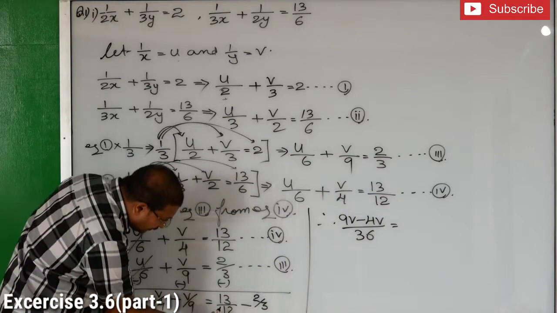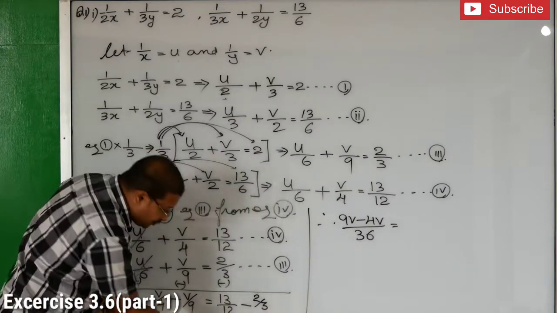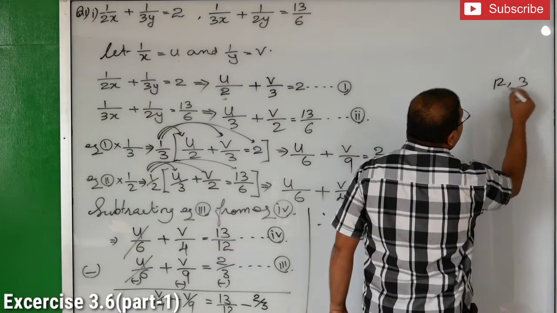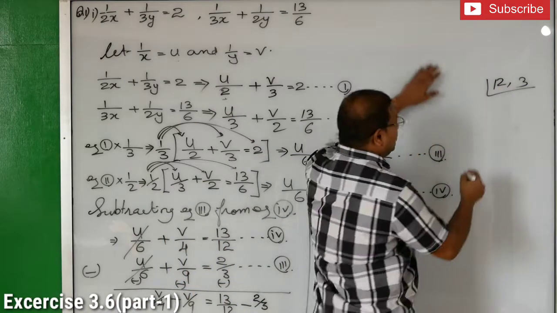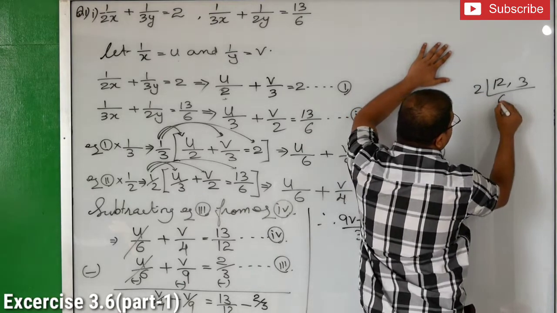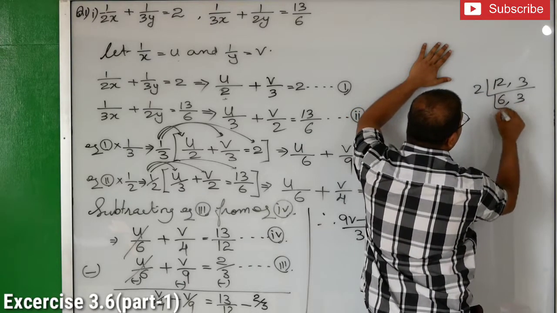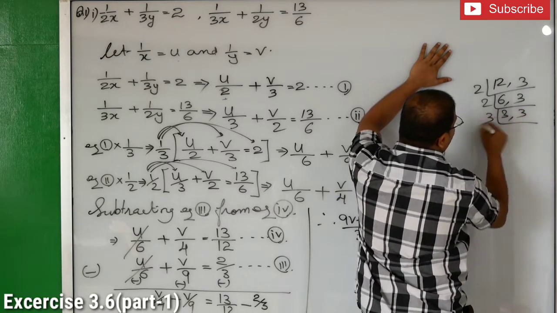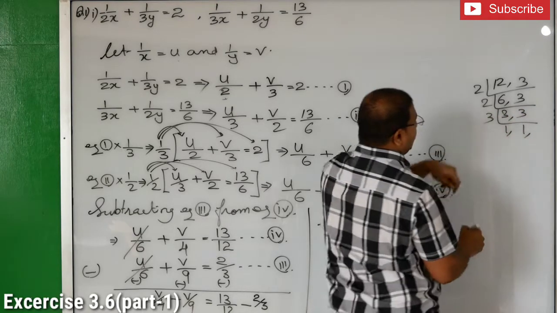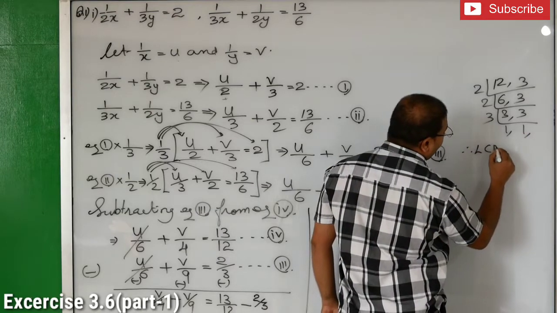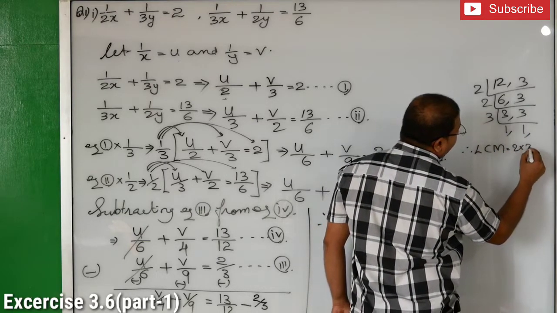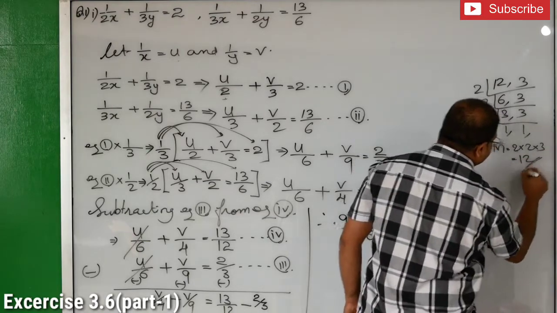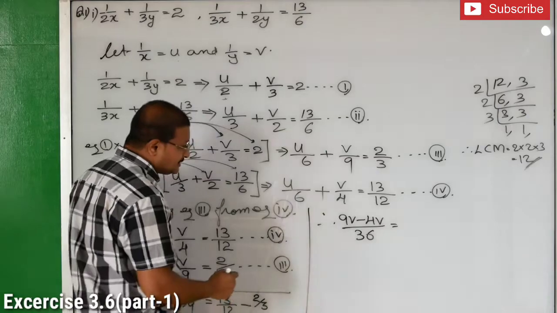Equals, here we are going to take the LCM of 12 and 3. So we will divide by 2: 2 6s are 12, 3 will bring down. Again by 2: 2 3s are 6, 3 will bring down. Now by 3: 3 1s are 3, 1s are 1. That means the LCM equals 2 into 2 into 3. 2 2s are 4, 4 3s are 12. Ready? That means our LCM is 12.